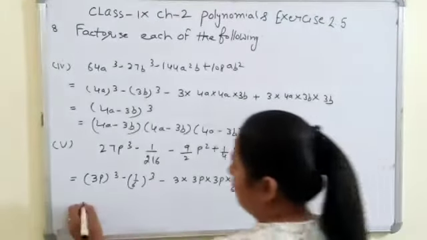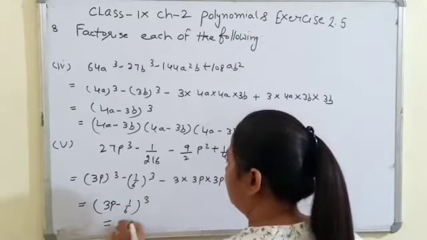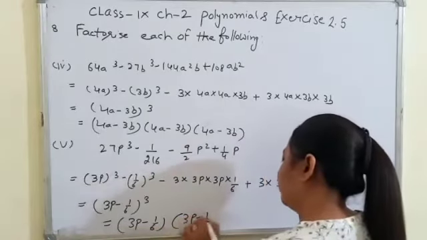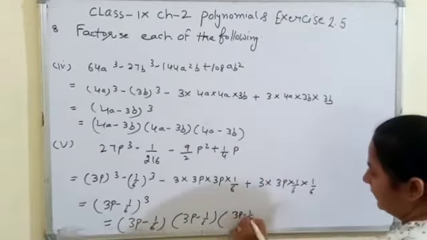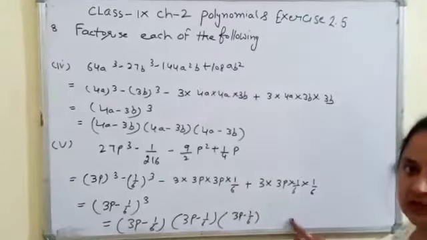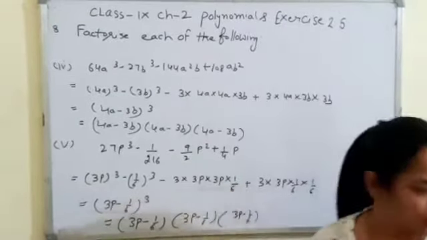So we can write (3p minus 1 by 6) cube. We will write it up to 3 times because we have to do the factorization, so we can't write it in the form of the identity. We will give our answer in this way. This is the right way. Now this was question 8. Hope it's clear to you.